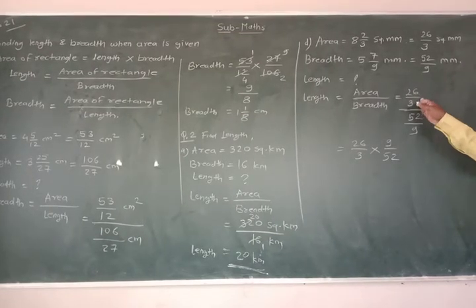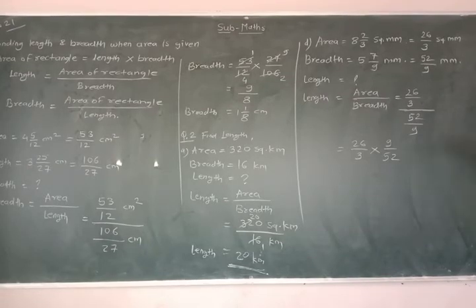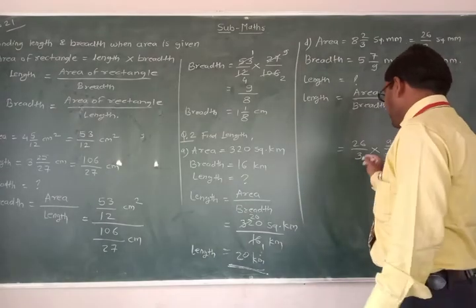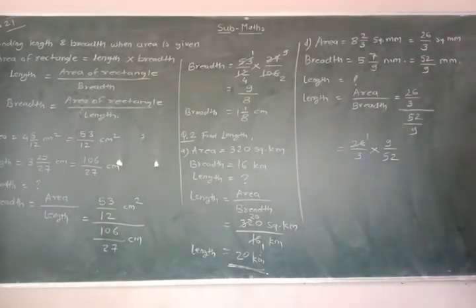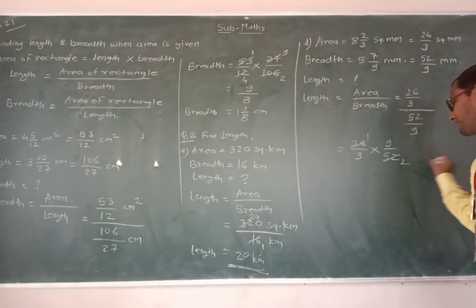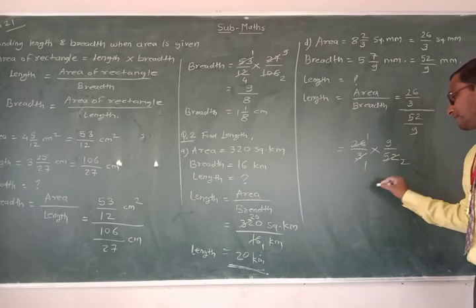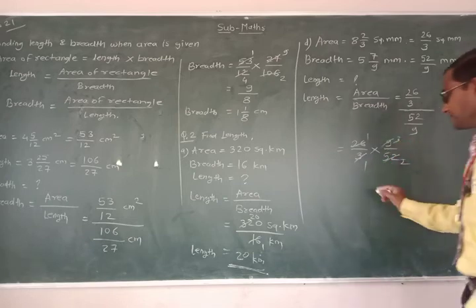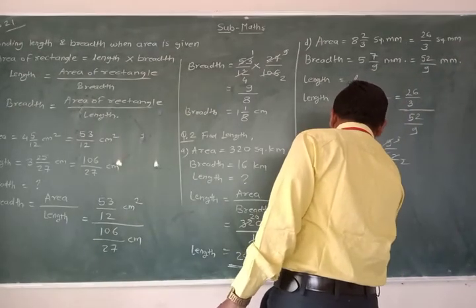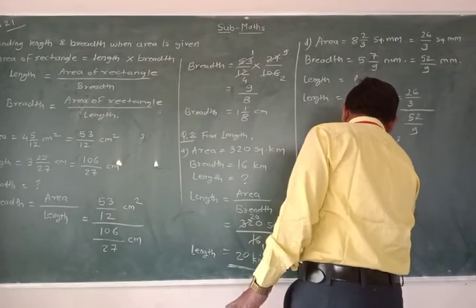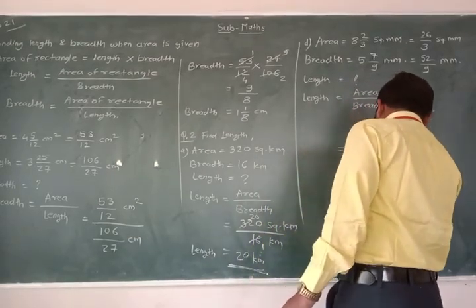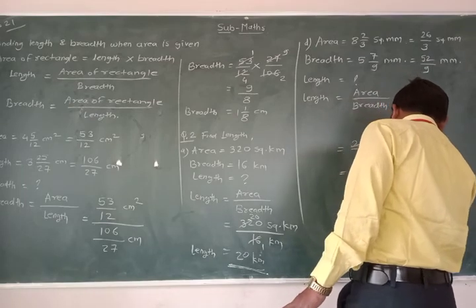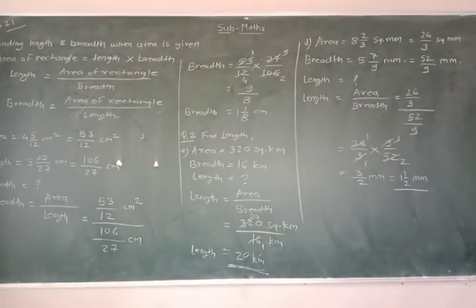So the first fraction you write as it is. In the second fraction take a reciprocal. Reciprocal means numerator goes to denominator, denominator goes to numerator. So you simplify: 26 ones are 26, 26 twos are 52. Then 3 ones are 3, 3 threes are 9. So your answer here is 3/2 millimeter or 1 integer 1/2 millimeter. Both the answers are correct.